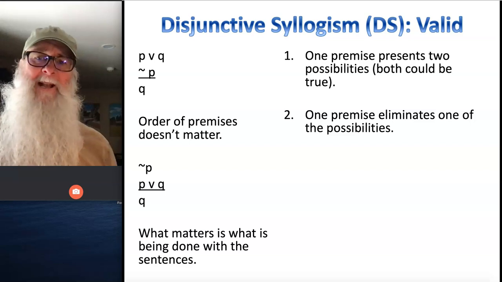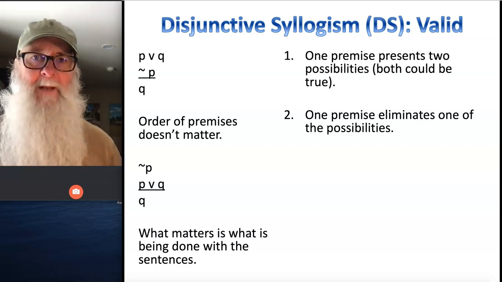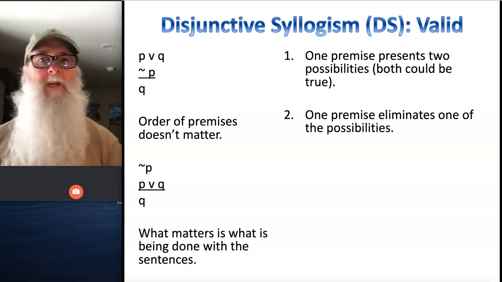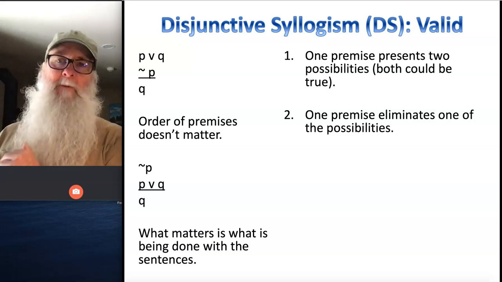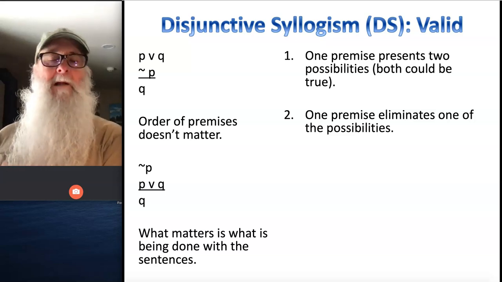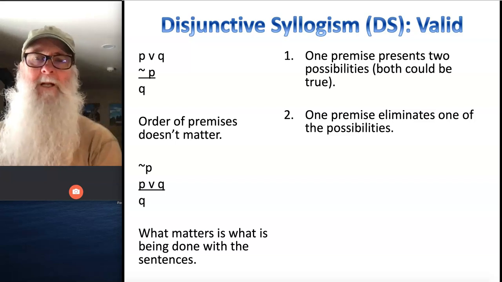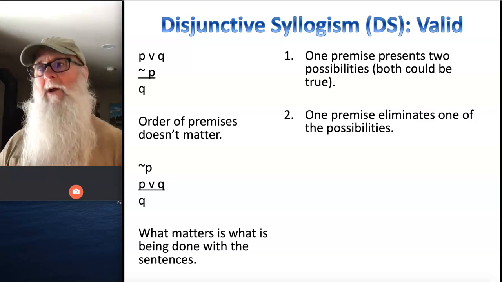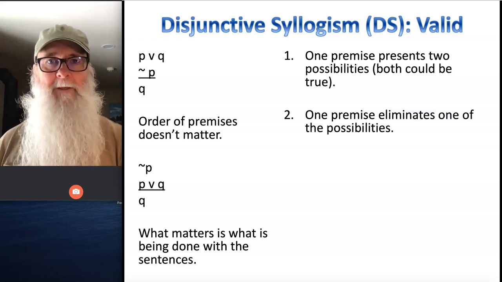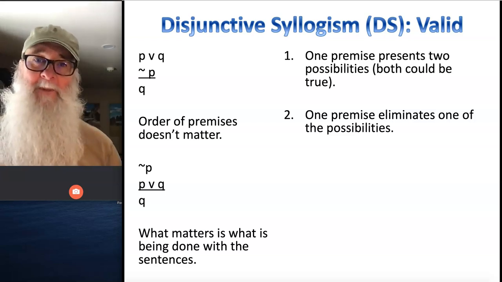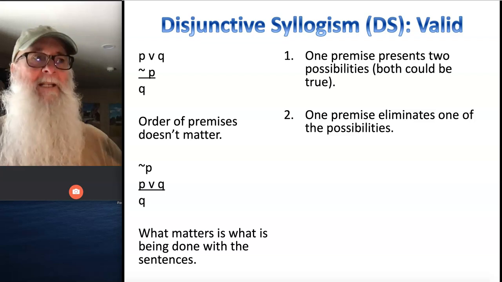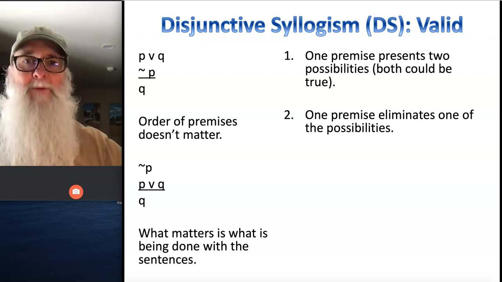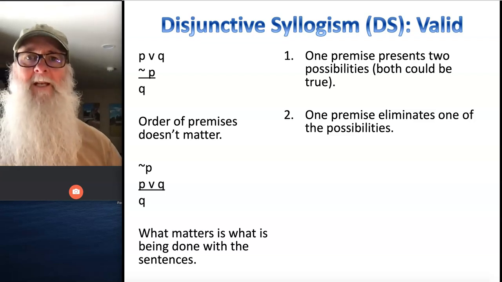Now, what's important to recognize here is the order of the premises doesn't matter. So in categorical logic, when we were working with argument forms, the ordering of the premises was critical. But in truth functional or propositional logic, what's most important is how the premises are interacting with one another. Okay? So the really important feature to recognize in the disjunctive syllogism is that one premise is removing one of the options presented in the other.